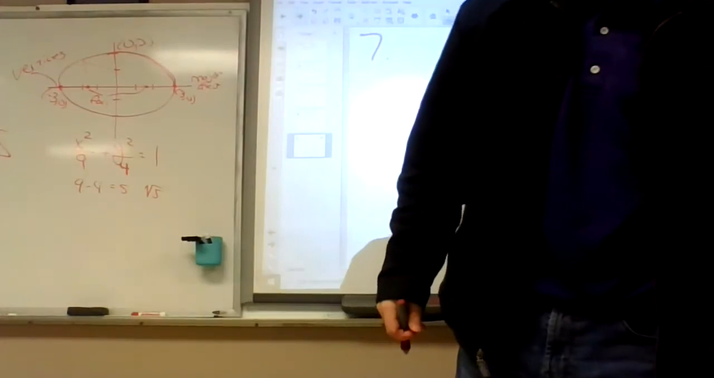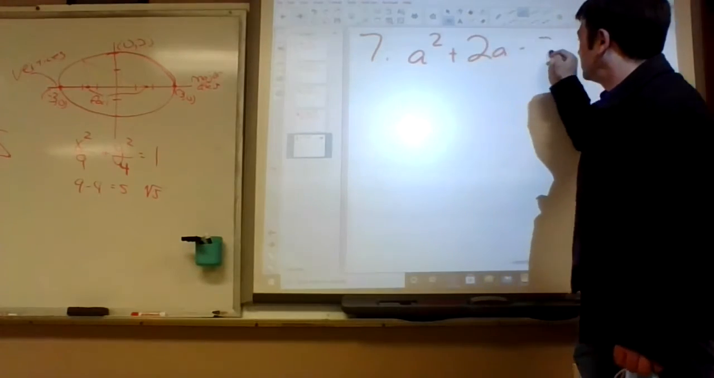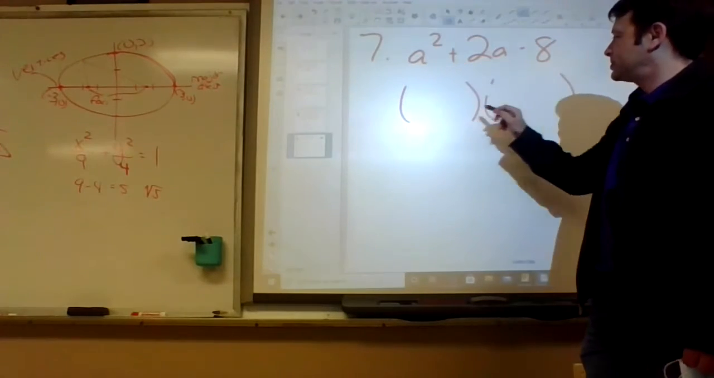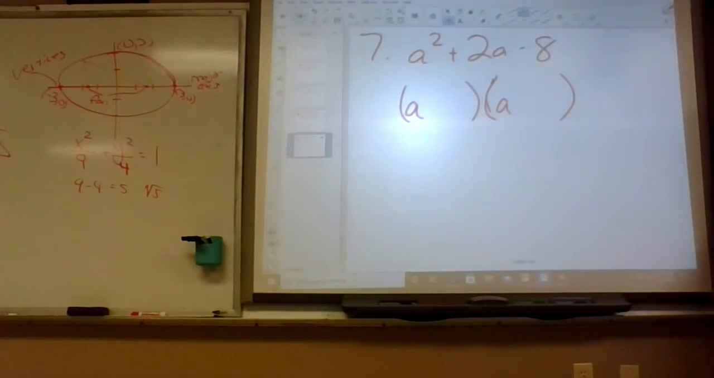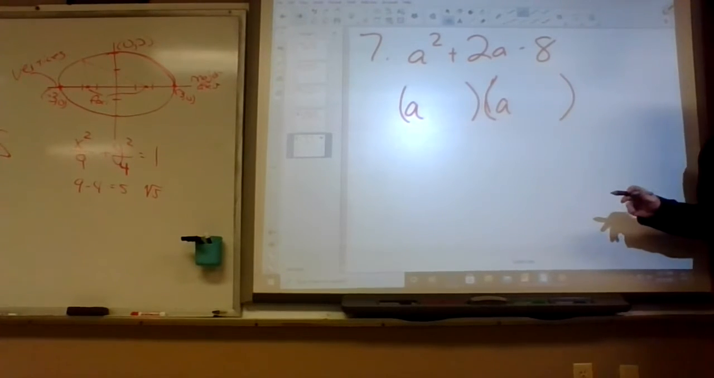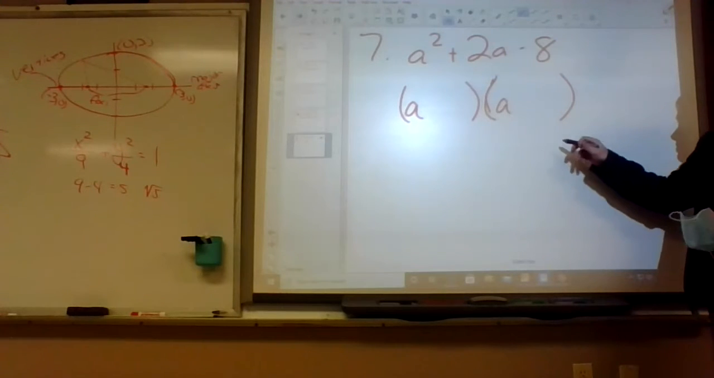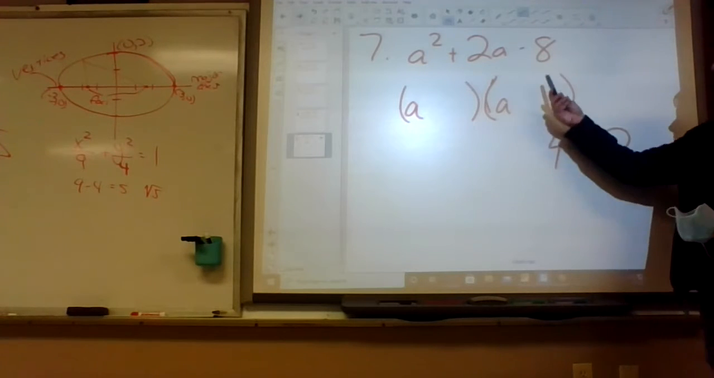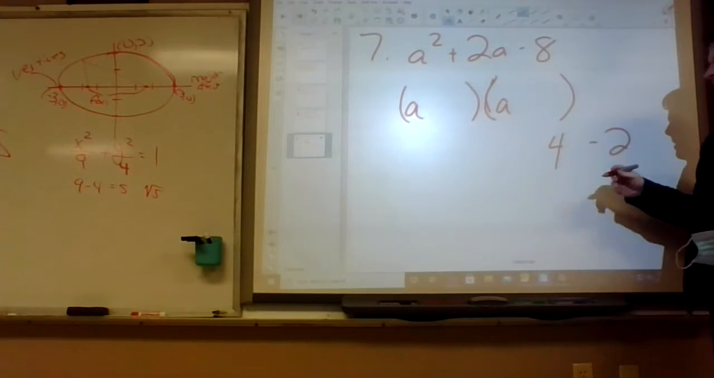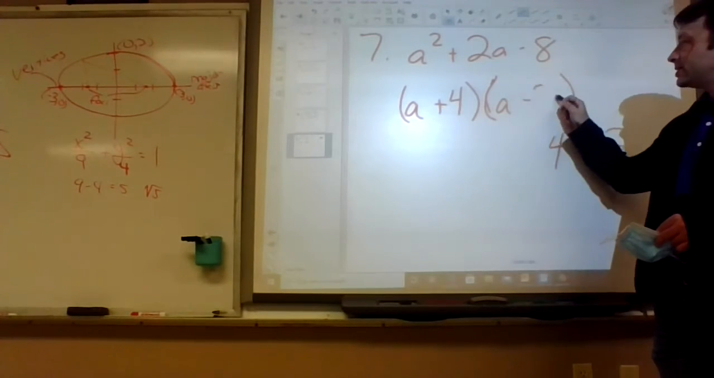Okay, number 7, a squared plus 2a minus 8. So I'm going to set up two parentheses. I'm going to put a's in front. Emily, what can multiply into -8? 4 times -2. Do these add up to +2? Negative 2 plus 4, yes, they do. So that's the answer. It's +4 and -2.